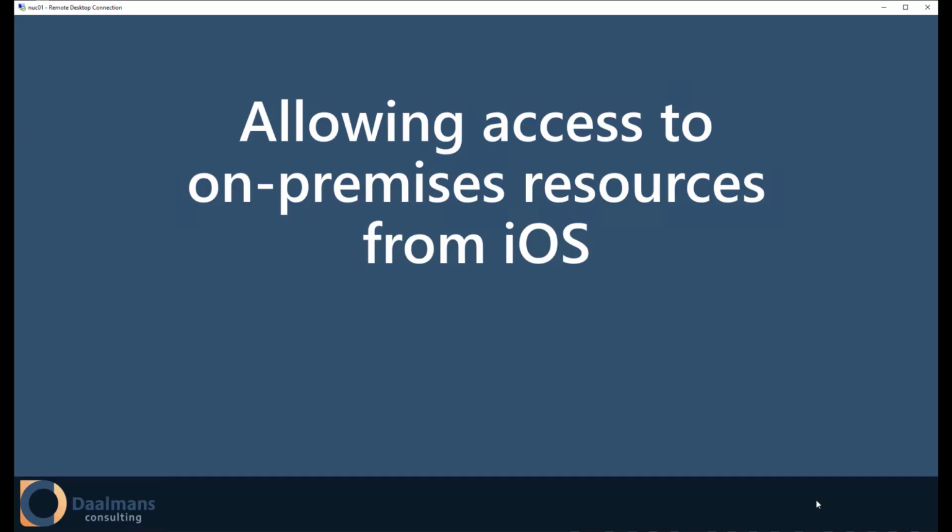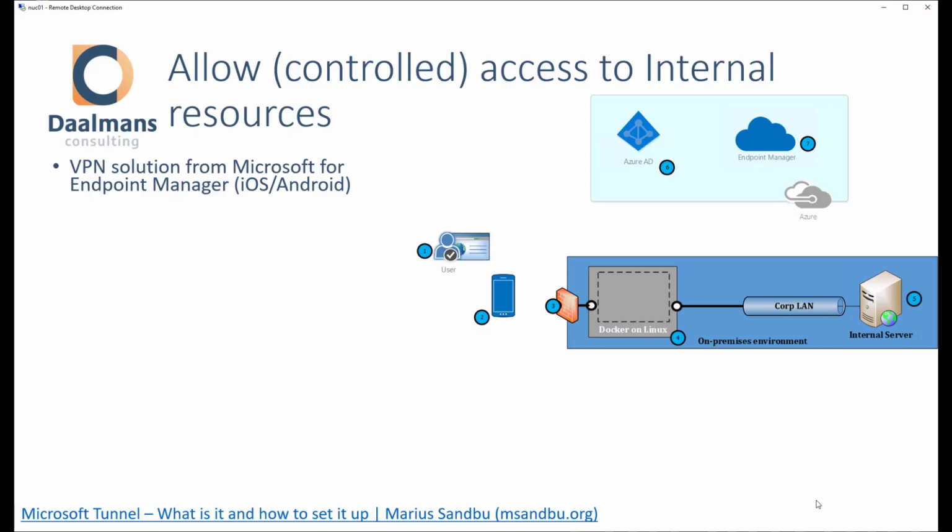So my last subject of today is how can we provide access to on-premises resources from iOS, because when you manage a device, you may want to also access internal resources, because that could be one of the use cases why we would use MDM. So we have basically two options, and one option is by using the Microsoft Tunnel solution, which is still in preview. And it's basically a VPN solution from the Endpoint Manager team, in this case only for iOS and Android.